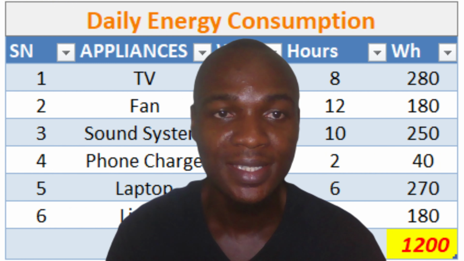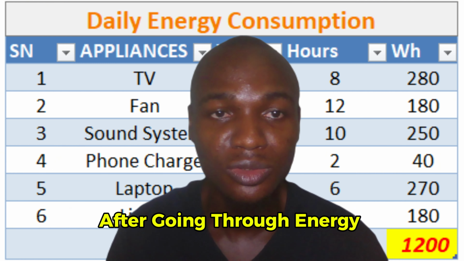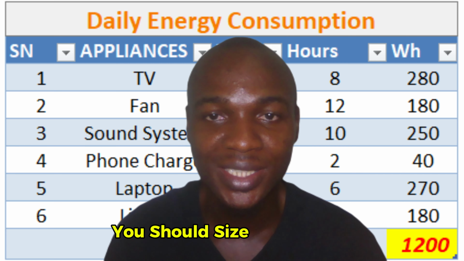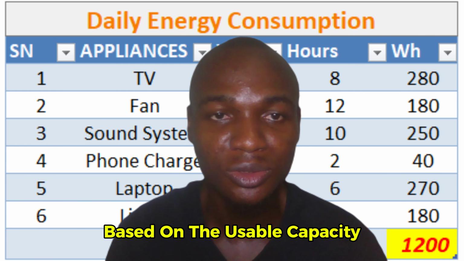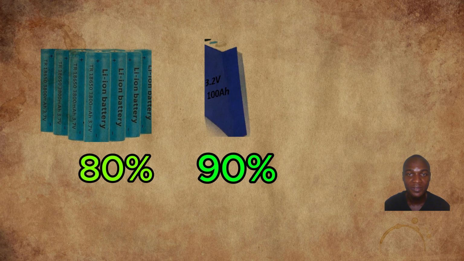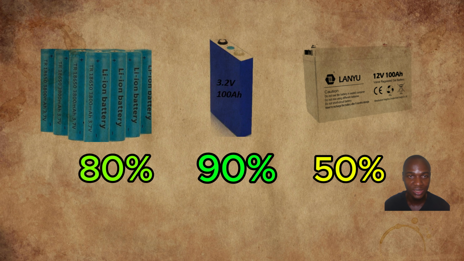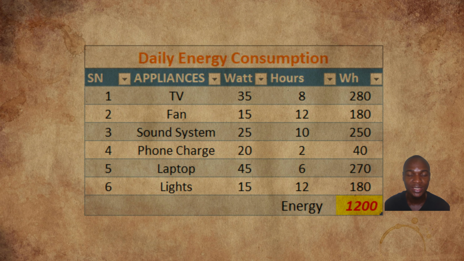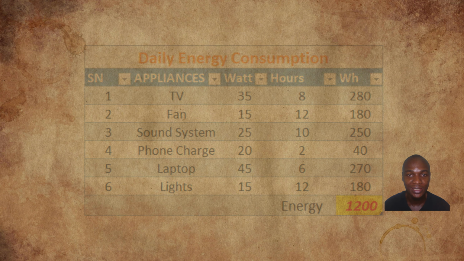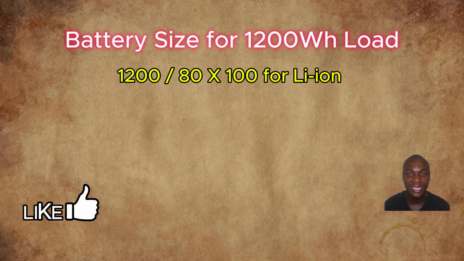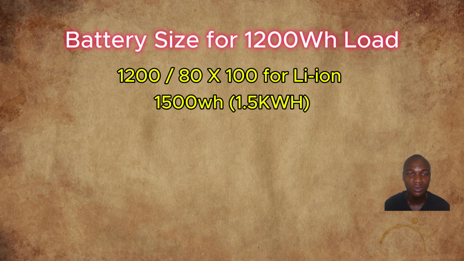So we move on to how to size batteries. This is quite easy. After going through the energy consumption calculation, you should size the battery based on the usable capacity: 80% for lithium-ion, 90% for LFP, and 50% for lead acid batteries. For example, my daily energy demand is 1200 watt-hours. What battery capacity do I need? We apply this formula: energy demand divided by 80 multiplied by 100, because we're using 80% for lithium-ion. That gives us 1500 watt-hours in battery size, which is the minimum size.